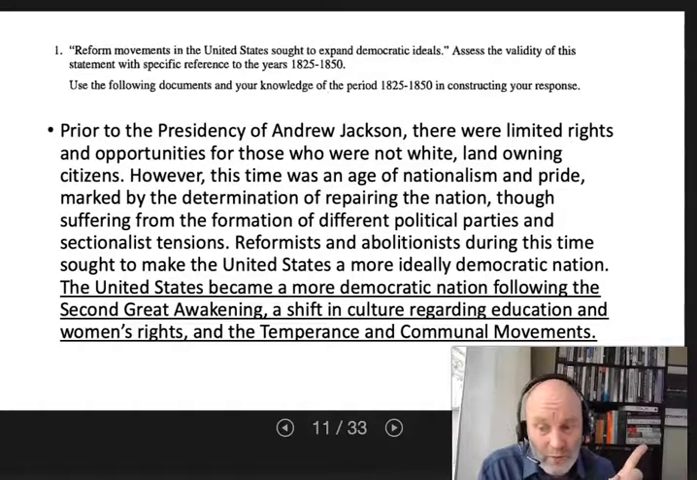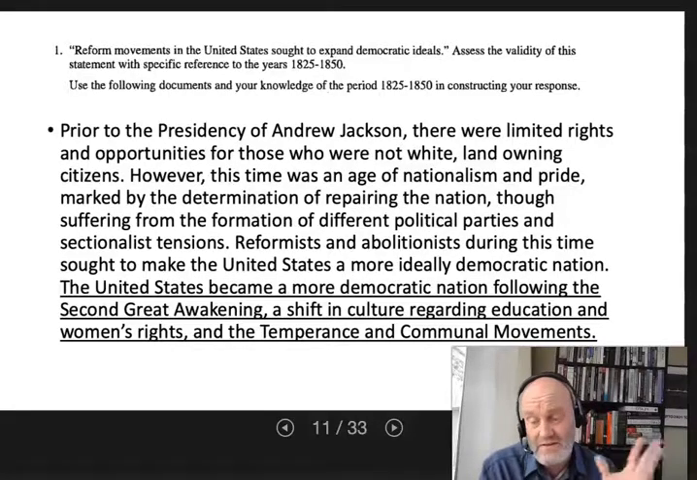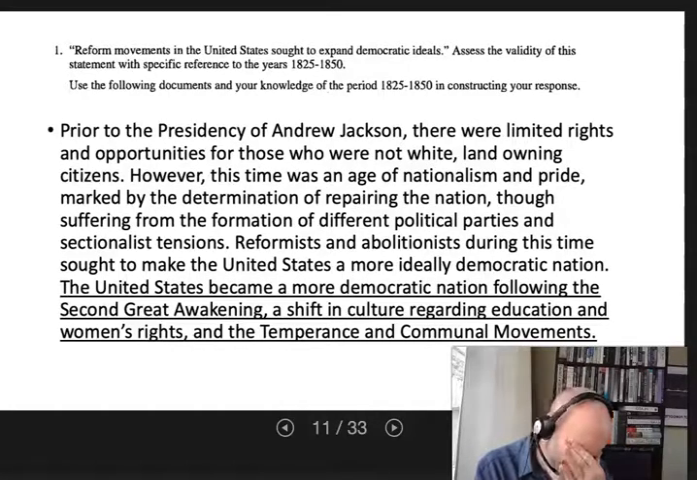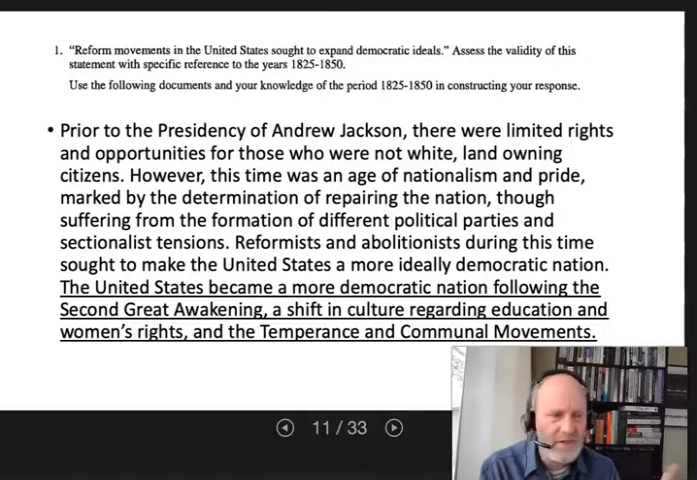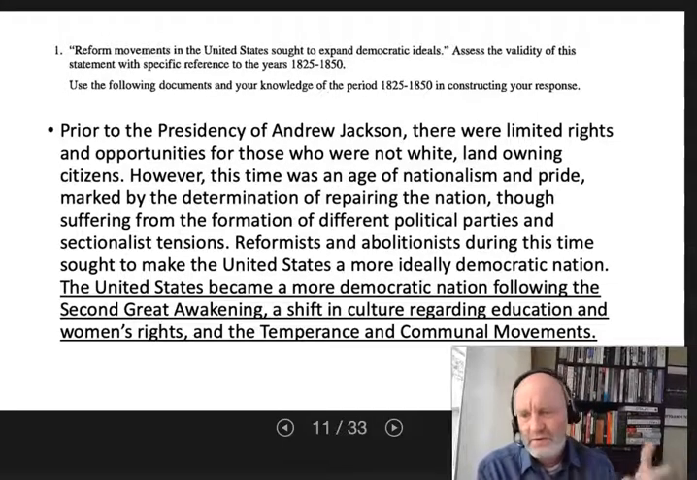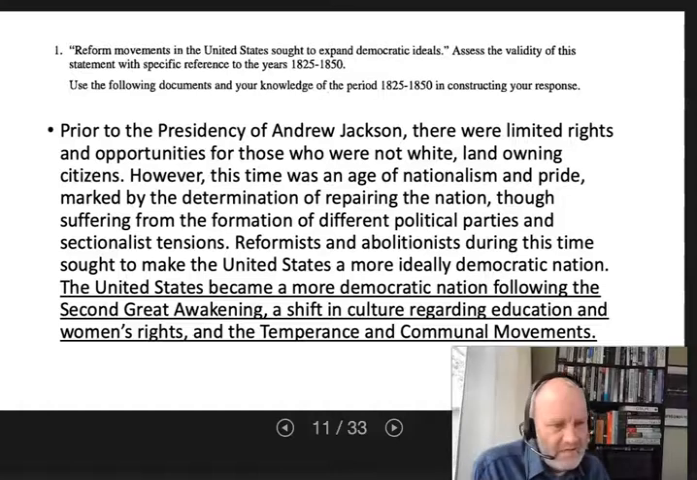However, ooh, nuance. This time was an age of nationalism and pride, marked by the determination of repairing the nation, though suffering from the formation of different political parties and sectionalist tension. I said this is unedited, right? So I kind of don't know what you're talking about here a little bit, but I get that on the other hand, we have nationalism, pride, as opposed to this history of exclusion that you outlined in the first sentence.